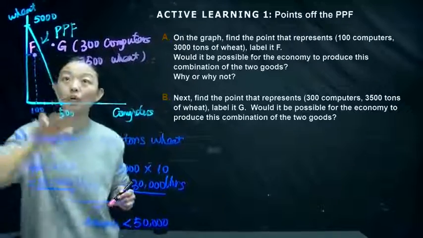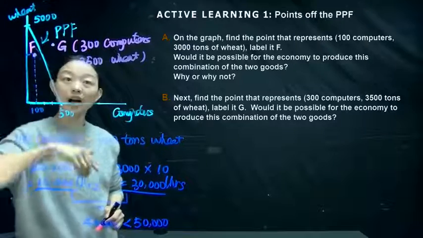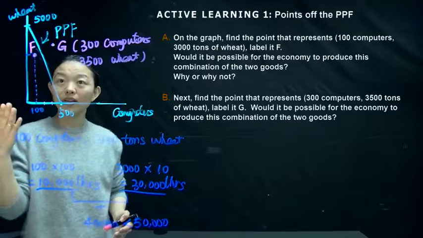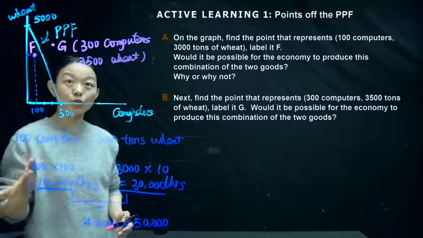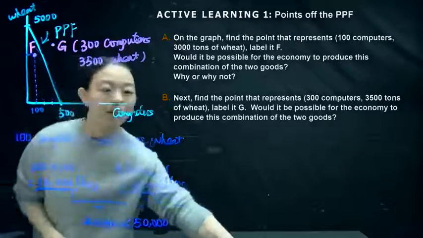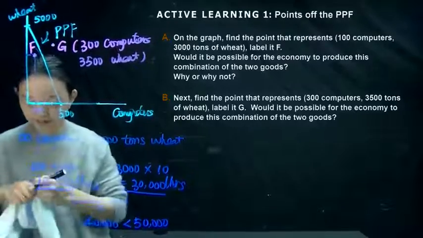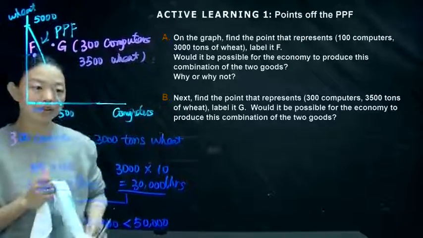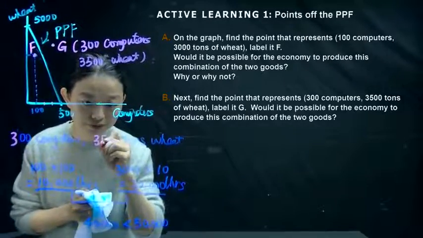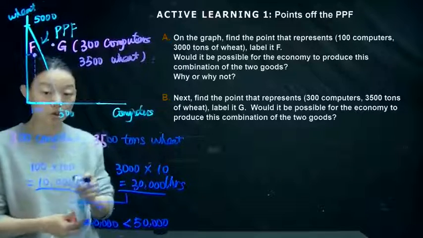So we would like to say this point G is a very good combination. However, based on the current economic situation, this economy is unable to produce it. Because if you compare it with a point F, we can see now we need 300 computers and 3,500 tons of weight, then how many labor hours will be used?